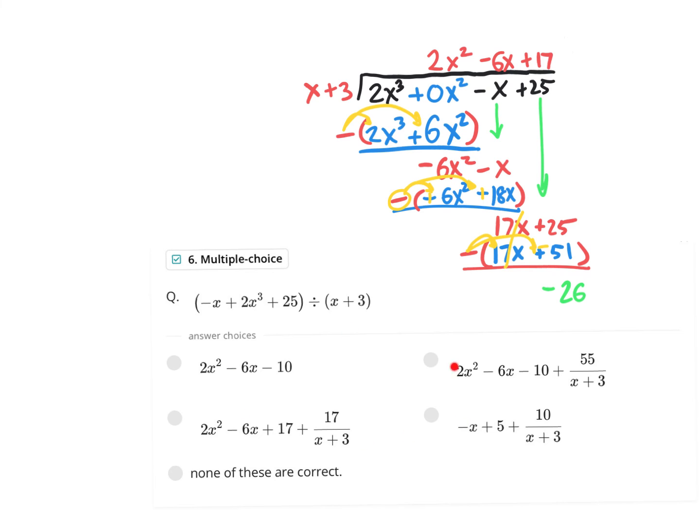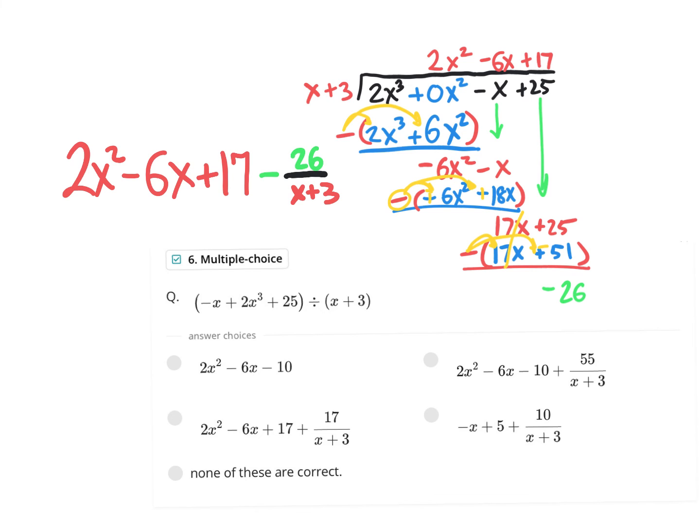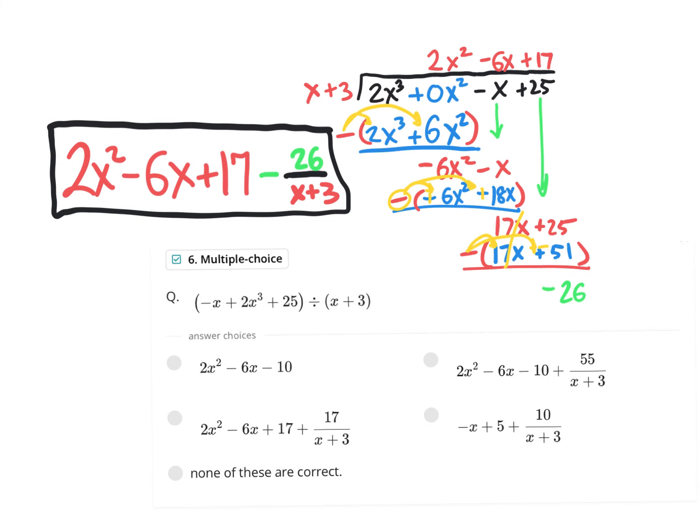Well, looking at these multiple choice answers, we're not able to find the actual answer. I mean, we have the 2x squared minus 6x plus 17. That's all there, but the remainder is wrong. It should have been minus 26 over x plus 3. So again, to show you the way the correct answer should be written, here it is. This is your answer: 2x squared minus 6x plus 17 minus 26 over the original divisor, x plus 3. That took a long time.